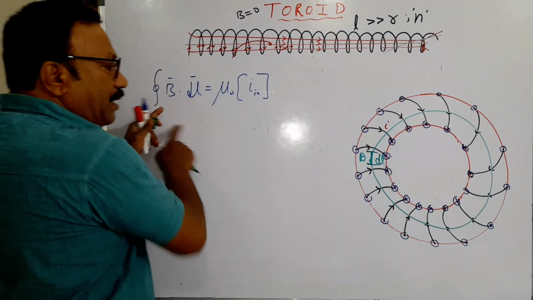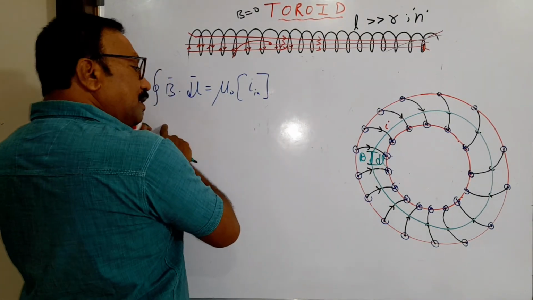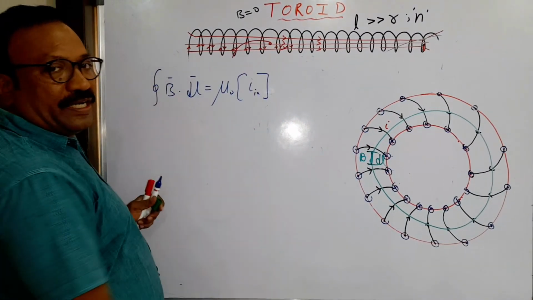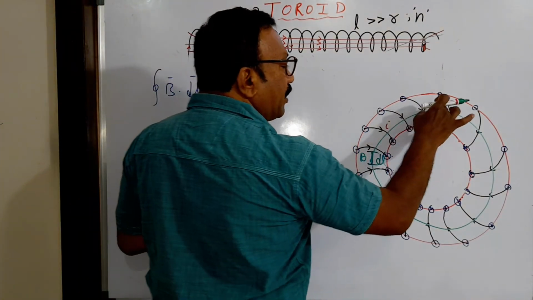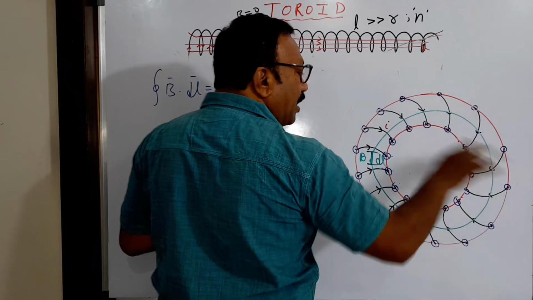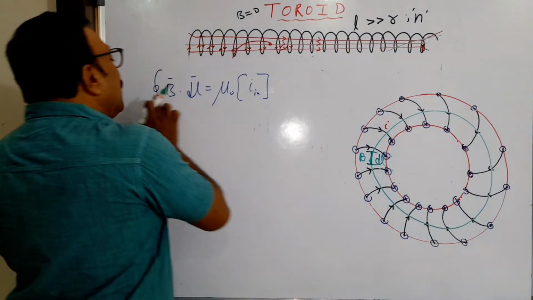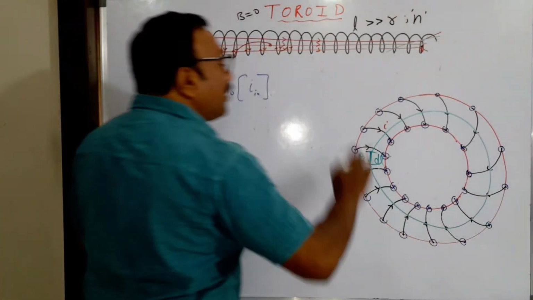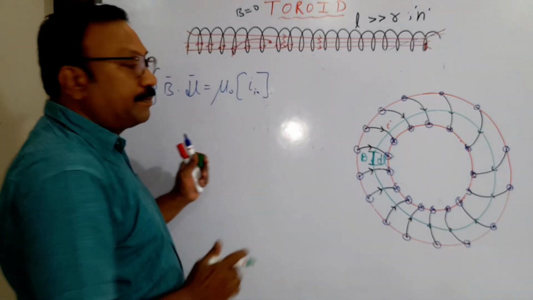So integral B dot dl bars over a closed loop, that is called integration. So B dot dl here, B dot dl here, B dot dl here, B dot dl here. Adding up of all those B dot dl's on the Ampere's loop is called integral B dot dl. It is known as the circulation of magnetic field over the curve, which is equal to mu naught times the current inside the loop.